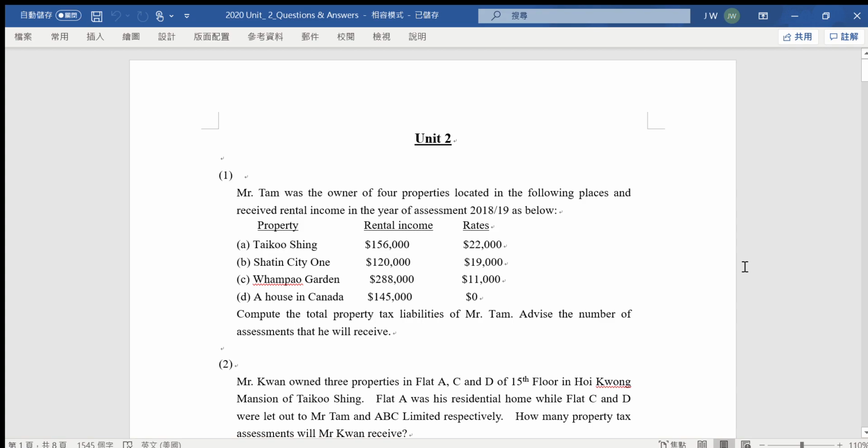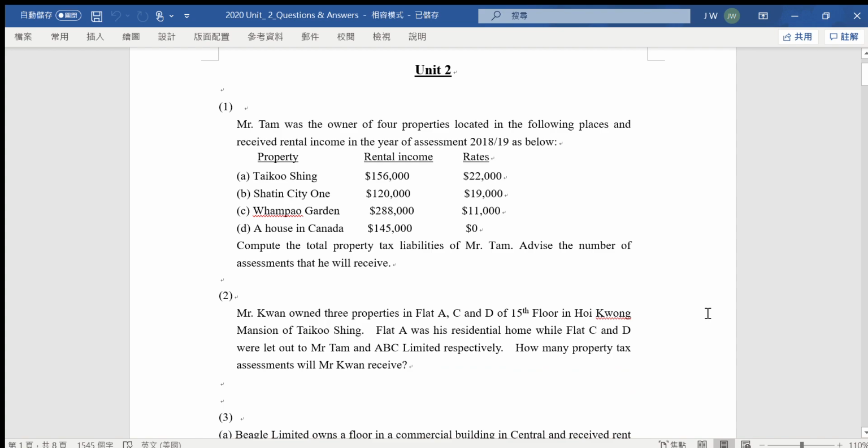Okay, so today is an online tutorial and we will look at the Unit 2 tutorial questions. In total, there are 6 tutorial questions for this unit and you have done 3 and also submitted them to me, right? Okay, and now we look at the first one.